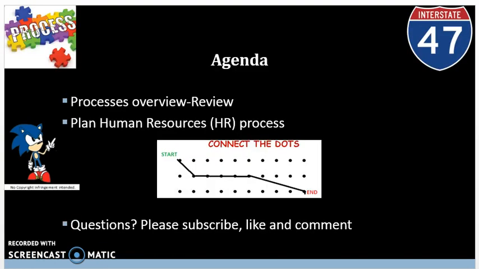Today's agenda will be going over reviewing the PMBOK process table as well as a 27th process, which is the Plan Human Resource Management process. It is also known as Plan Resource Management in the PMBOK 6 book. This process occurs at the intersection of the HR knowledge area and the planning process group.